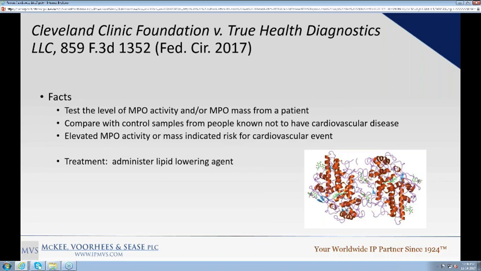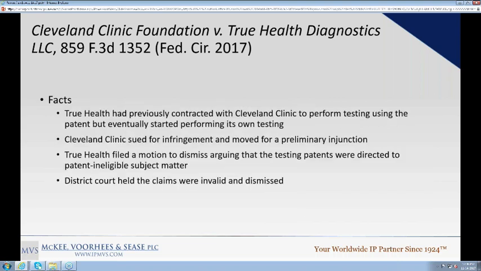So as I mentioned, the first 3 patents are dealing with the actual correlation and the tests themselves, whereas the 4th patent was dealing with a treatment. What's interesting is that the treatment patent actually issued after the Mayo and Alice decisions, and I talk a little bit about the timing in here as well, because I think that's an interesting thing that occurred with these patents.